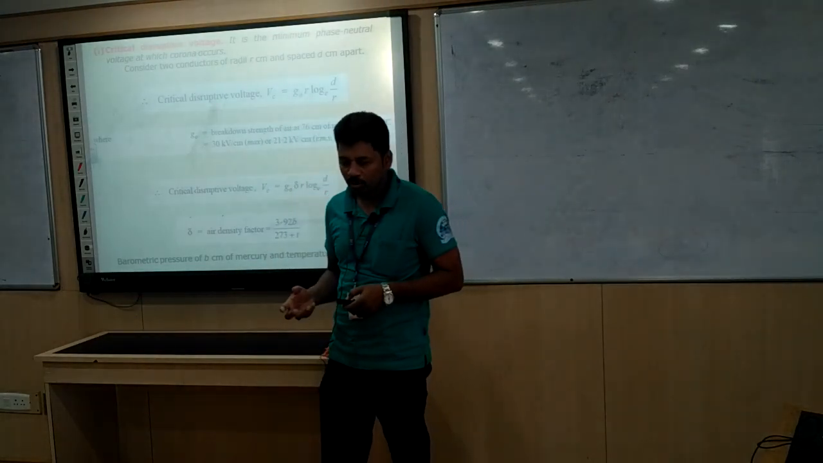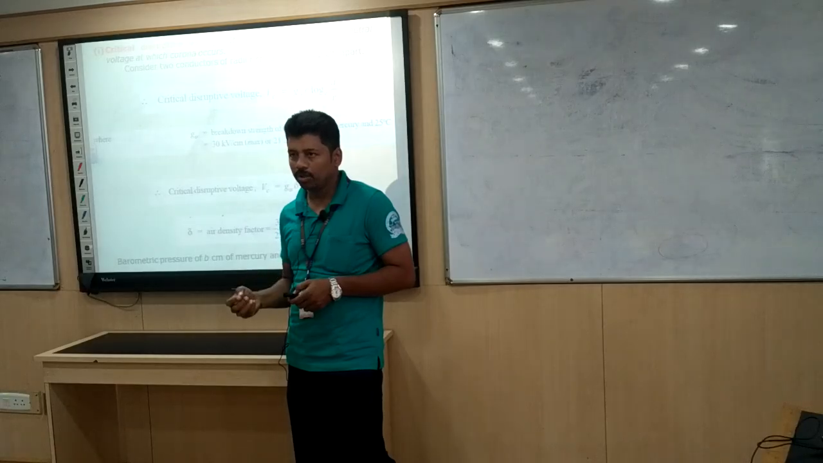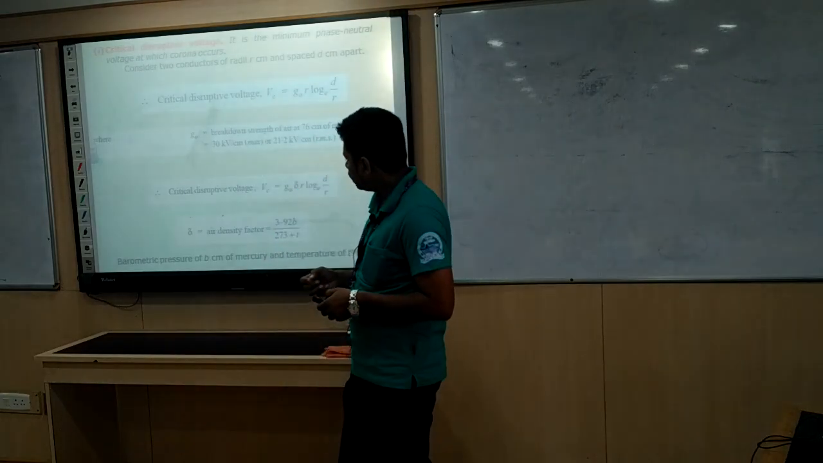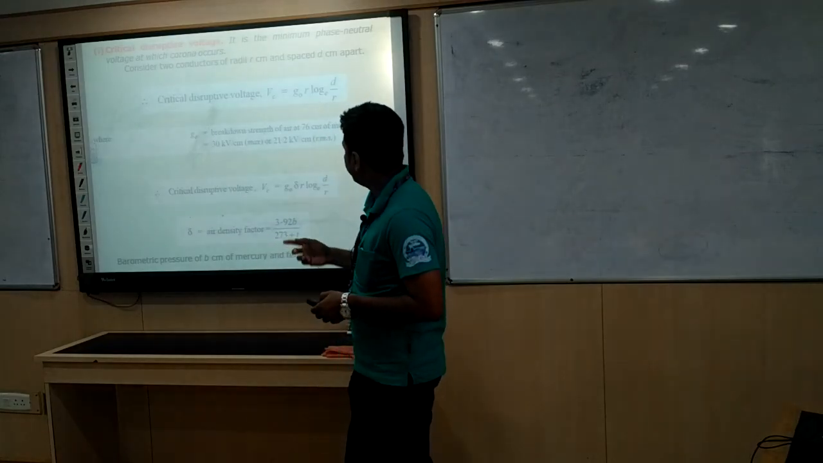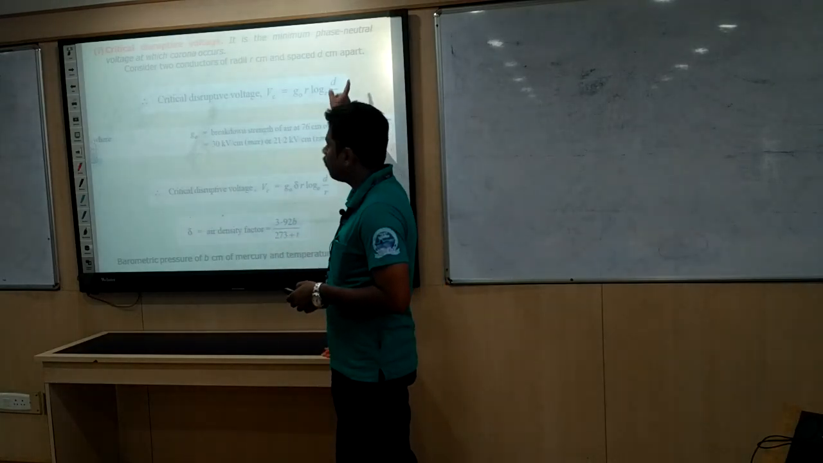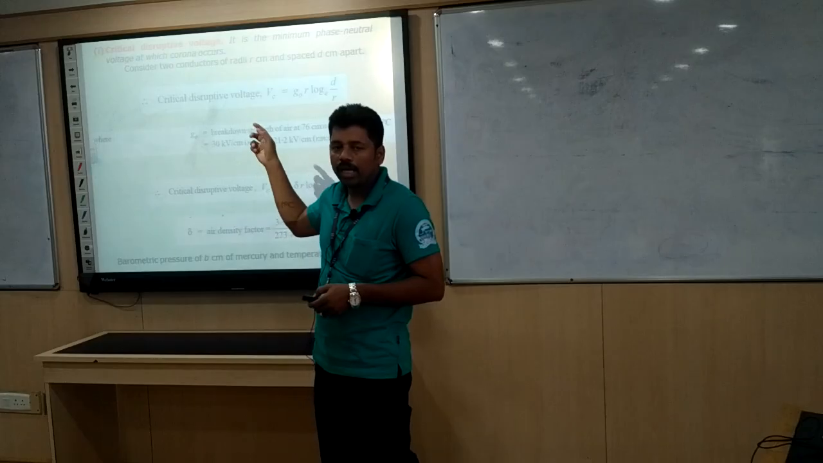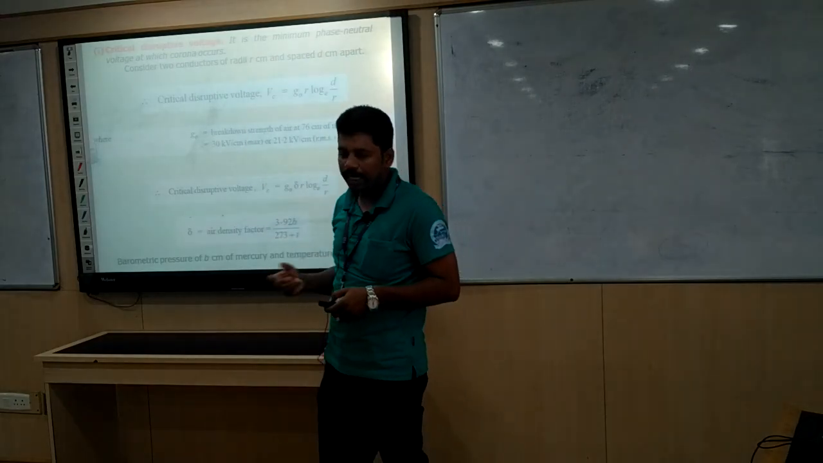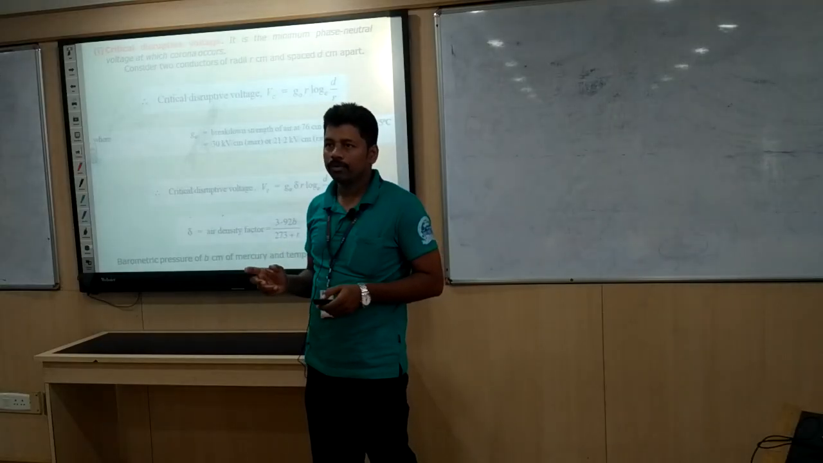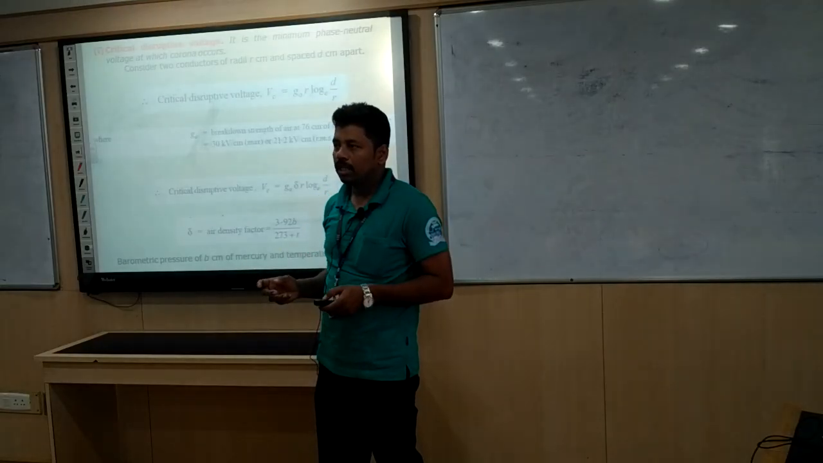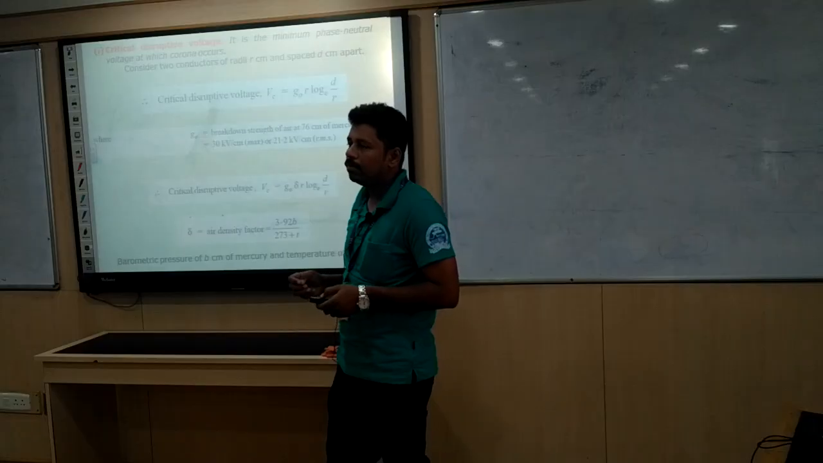One is the critical disruptive voltage, the other is the visual critical voltage. The critical disruptive voltage is represented by the symbol V suffix C, where V_C = g_0 r ln(d/r) is the formula to find it. Where g_0 is called the potential gradient, and that is 30 kV per centimeter maximum. For a conventional system, the g max value is 30 kV per centimeter.